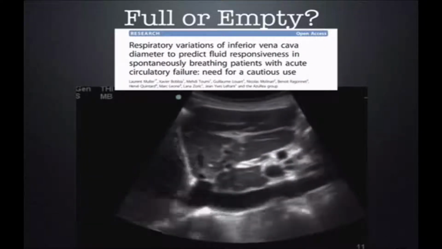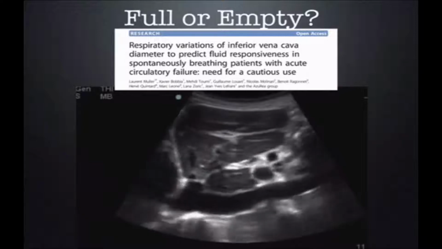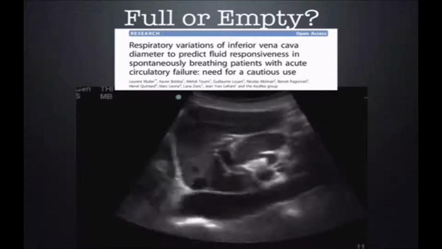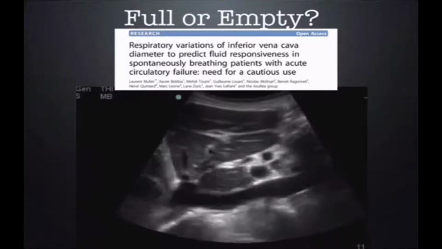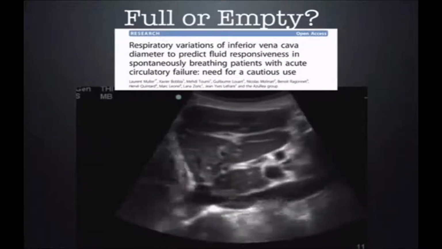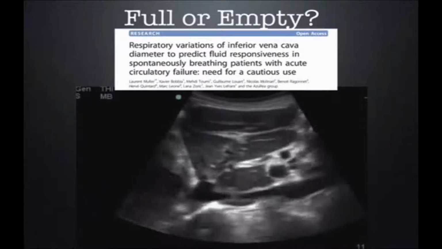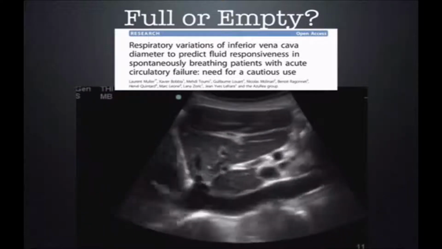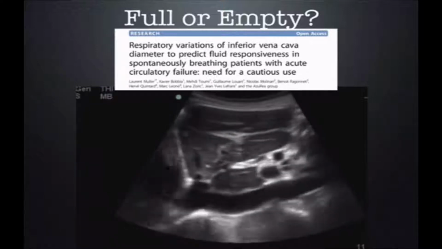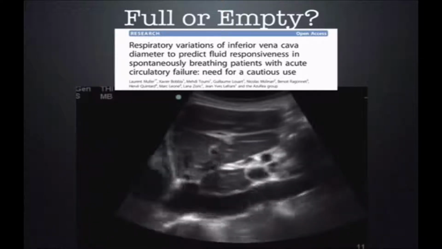Another study done in 2012 by Mueller and colleagues was not so much comparing CVP to IVC collapse, rather they were looking at fluid responsiveness and IVC collapse. Fluid responsiveness meaning you get a fluid bolus, that increase in preload in turn increases your cardiac output or moves that patient up Starling's curve.